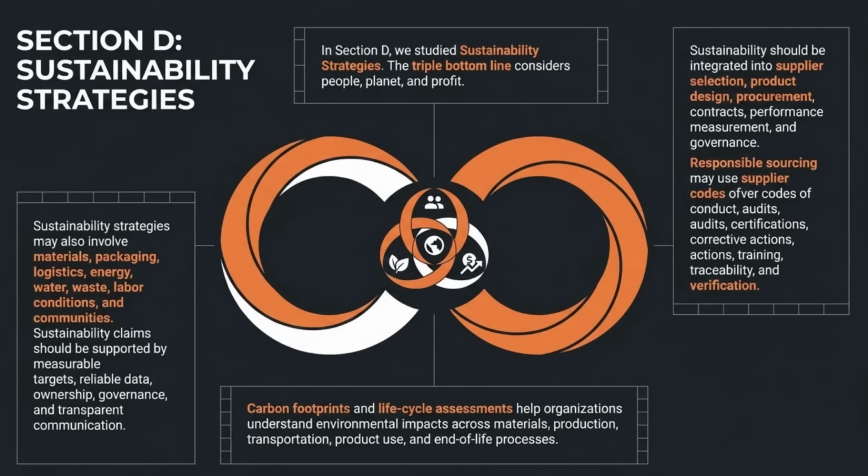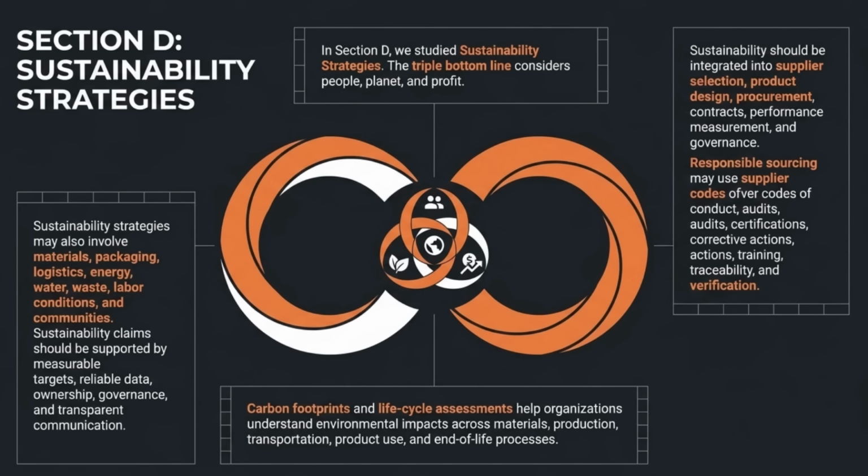In Section D, we studied sustainability strategies. The triple bottom line considers people, planet, and profit. Sustainability should be integrated into supplier selection, product design, procurement, contracts, performance measurement, and governance. Responsible sourcing may use supplier codes of conduct, audits, certifications, corrective actions, training, traceability, and verification.